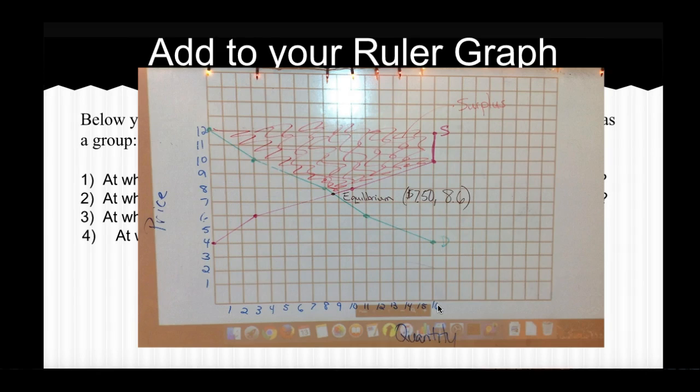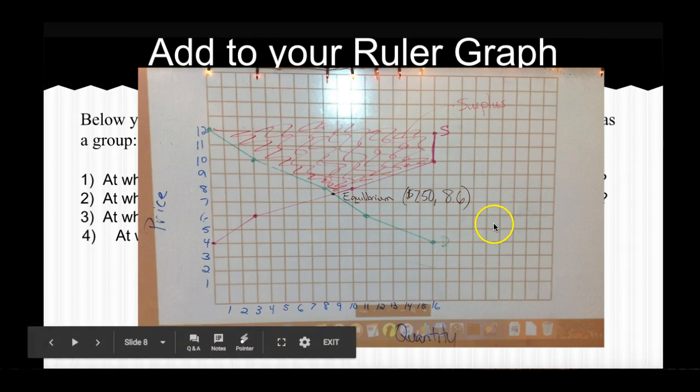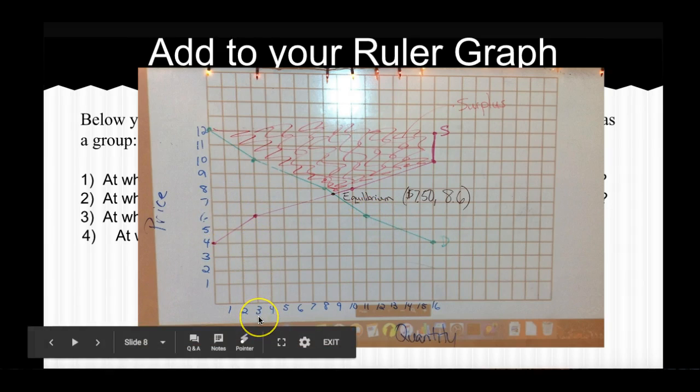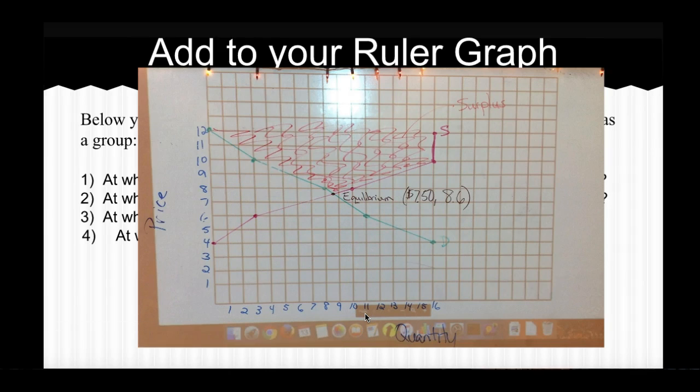The smallest shortage is going to be the points that are plotted closest to equilibrium, but below equilibrium. You'll notice here's equilibrium, so the points plotted closest, right below it, are at $6. At $6, there are 3 supplied, and at $6 there are 11 demanded. So 11 minus 3 will give you a shortage of 8.